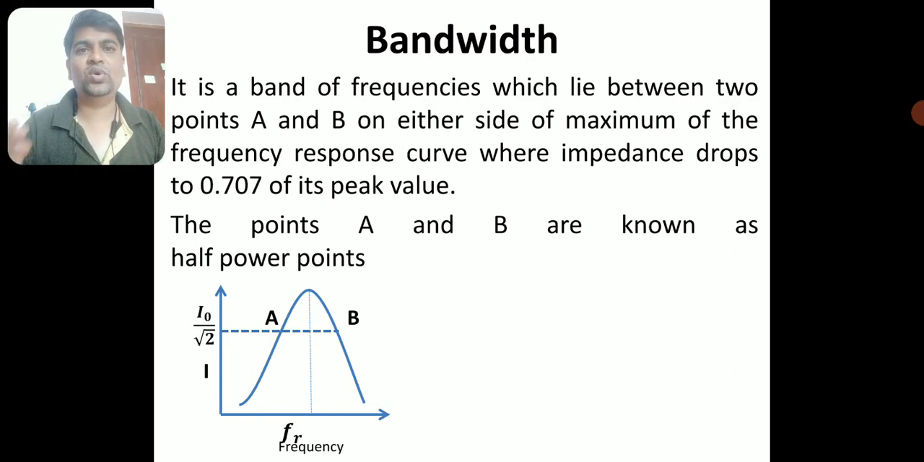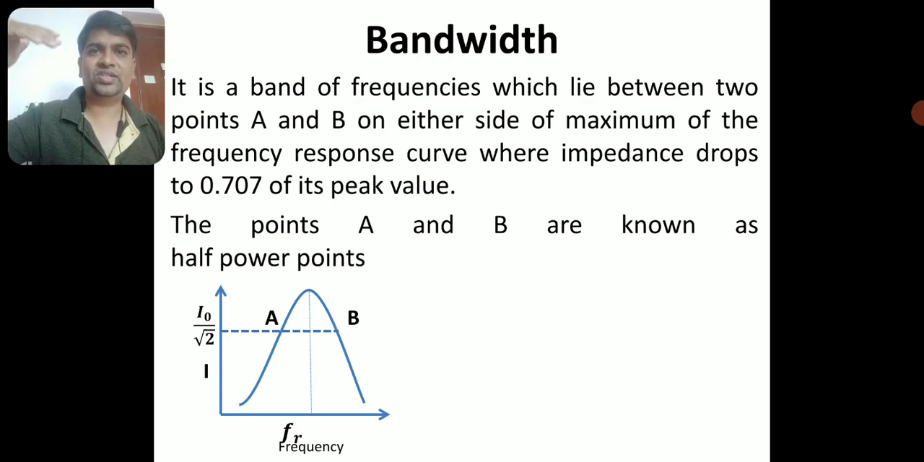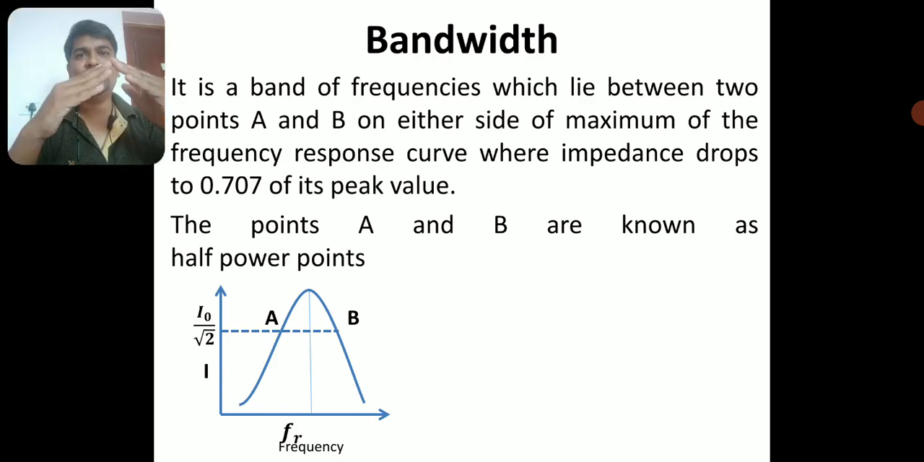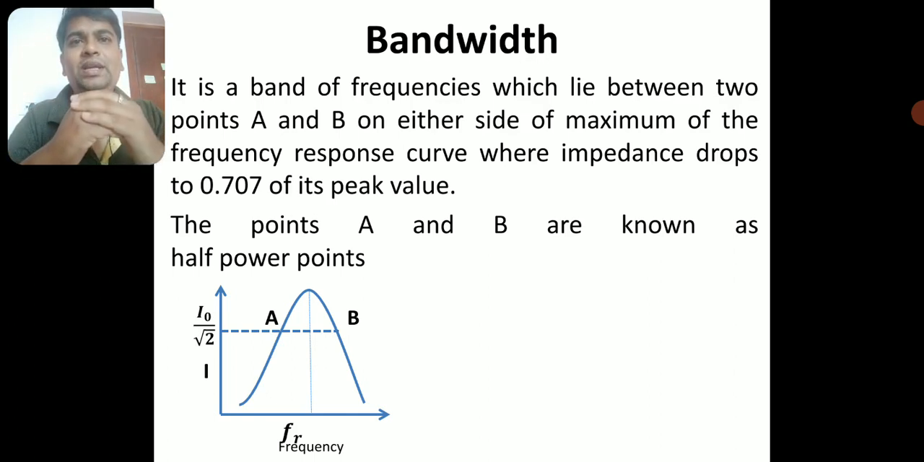If resistance is low, sharpness of the curve will be more and bandwidth is less. Therefore, the quality factor will be high. Suppose resistance in the circuit is high, then the sharpness of curve will be less, means more broader will be the curve. If it is more broader, bandwidth will be high. Bandwidth of this broader curve will be high. If bandwidth is high, therefore the quality factor, which is inversely proportional to the bandwidth, will be low. So quality factor will be low.